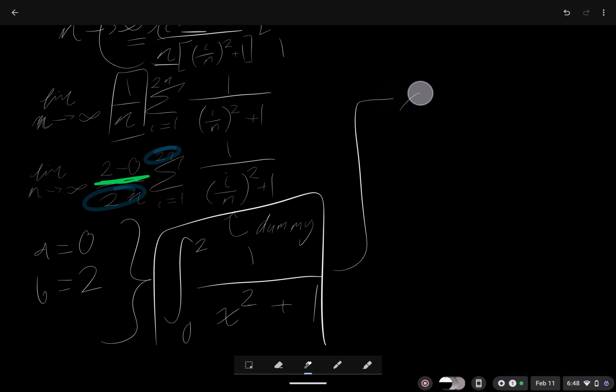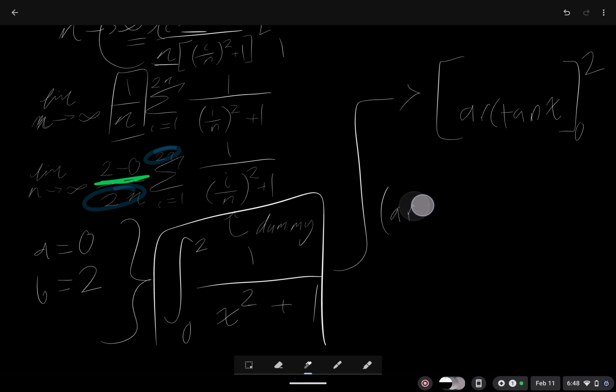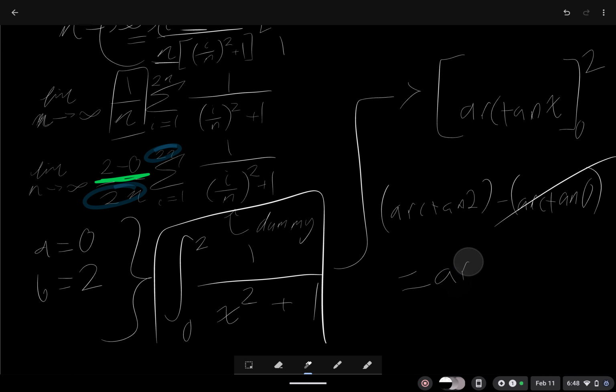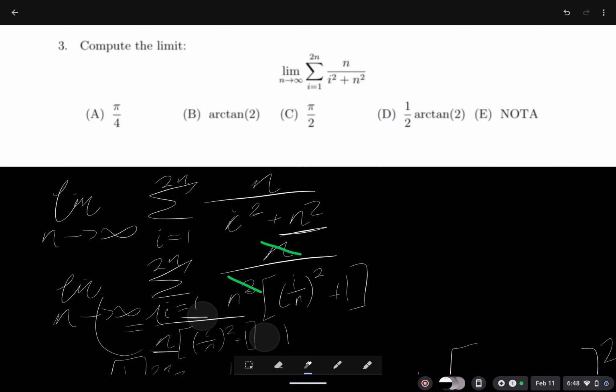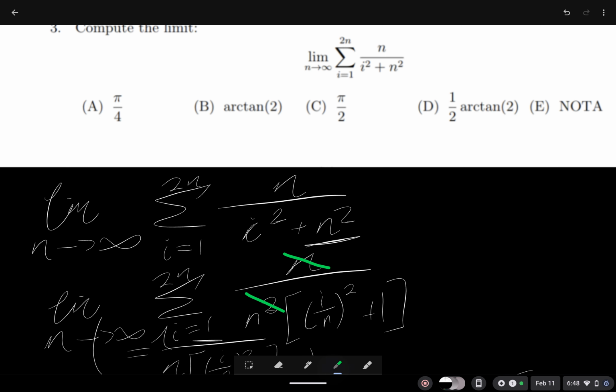So let's rewrite it here. This will reduce to arctan of x from the bounds 0 to 2. Now we can just compute this as normal. We have arctan 2 minus arctan of 0, which you may know is simply 0. Therefore, we are left with our answer of arctan 2 as our final simplification. So if we go all the way back, this should be answer choice B.